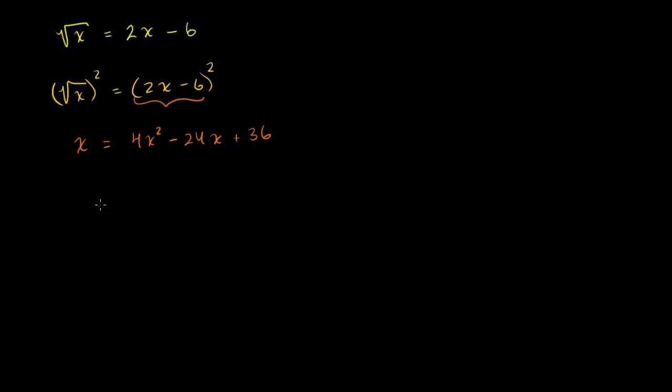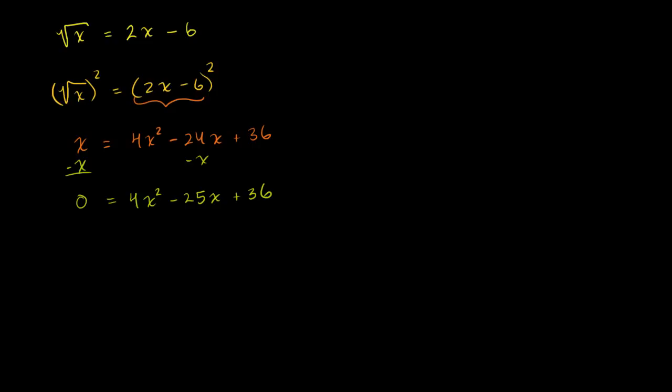And let's see what happens if we subtract x from both sides of this equation. So if you subtract x from both sides of this equation, the left-hand side becomes 0. And the right-hand side becomes 4x squared minus 25x plus 36. So this radical equation has simplified to just a standard quadratic equation. And just for simplicity, not having to worry how to factor it and group it and all of that, let's just use the quadratic formula.